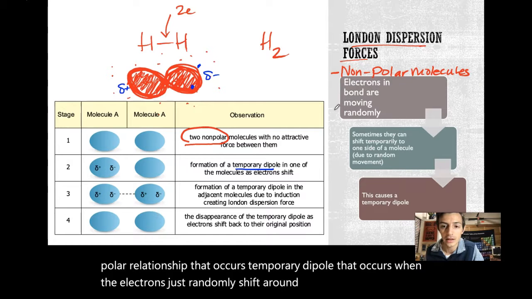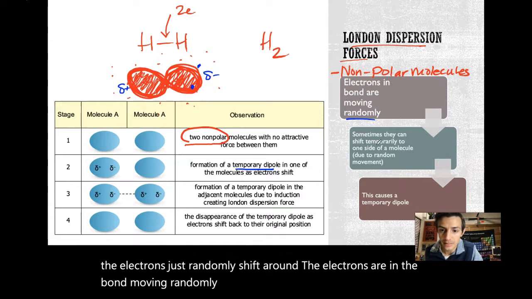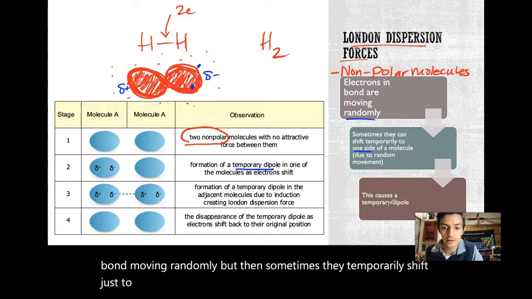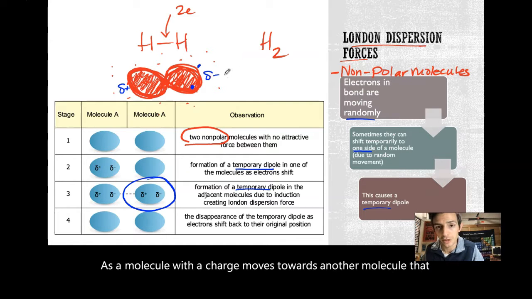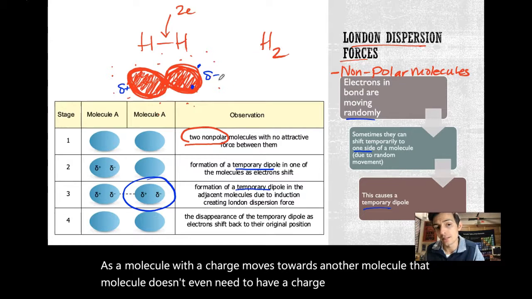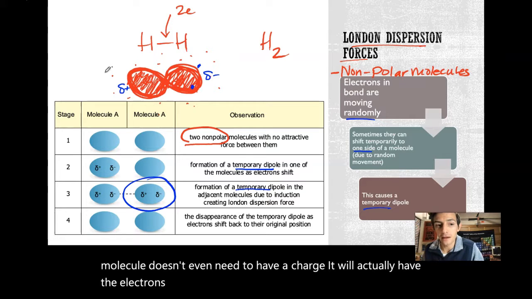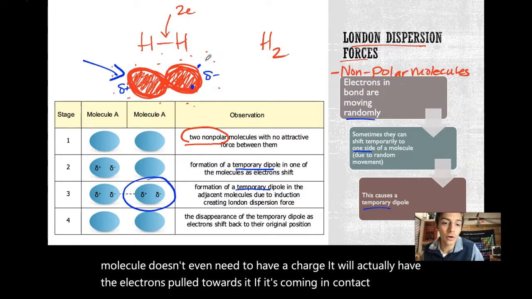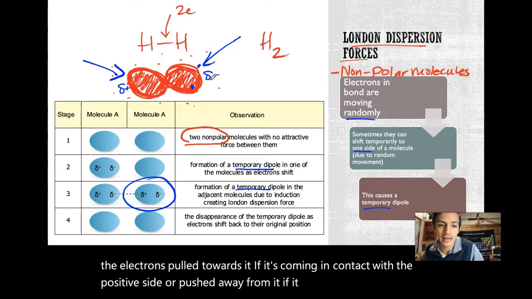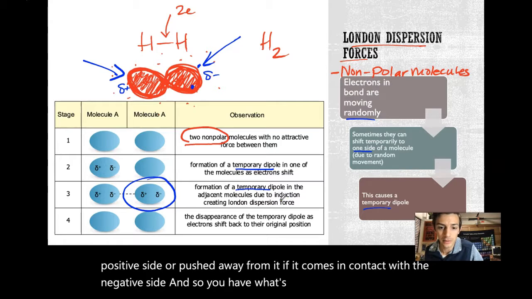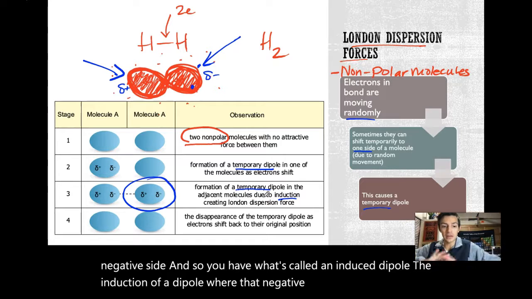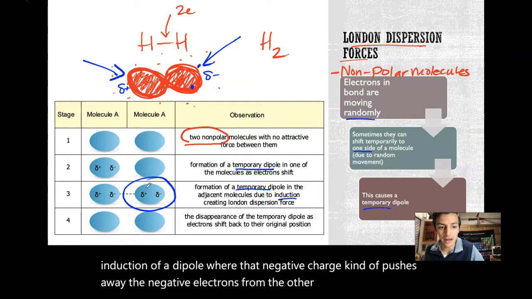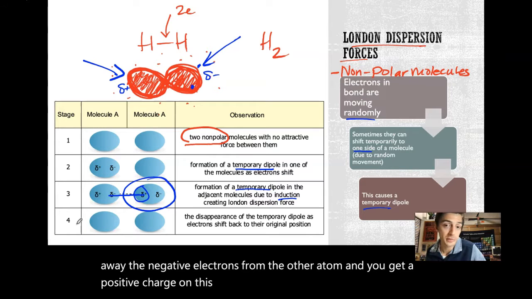So the electrons are in the bond, moving randomly, but then sometimes they temporarily shift just to one side due to this random movement, and this causes this temporary dipole. As a molecule with a charge moves towards another molecule, that molecule doesn't even need to have a charge. It will actually have the electrons pulled towards it if it's coming in contact with the positive side, or pushed away from it if it comes in contact with the negative side. And so you have what's called an induced dipole, the induction of a dipole, where that negative charge pushes away the negative electrons from the other atom, and you get a positive charge on this side, and a bond forms between those two.